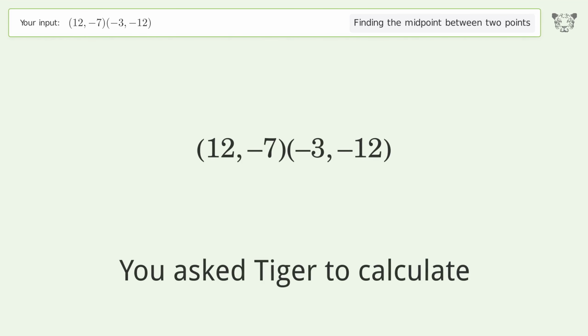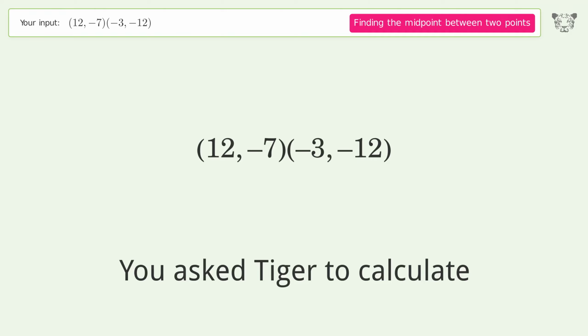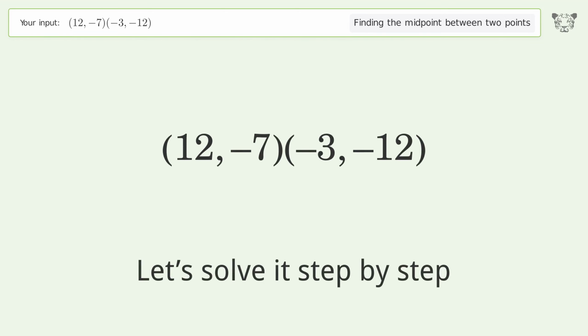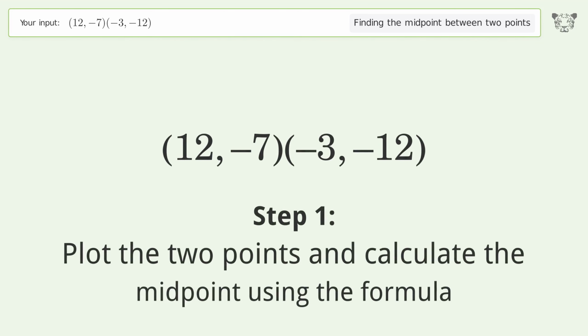You ask Tiger to calculate. This deals with finding the midpoint between 2 points. The midpoint between the 2 points is 4.5, negative 9.5. Let's solve it step by step. Plot the 2 points and calculate the midpoint using the formula.